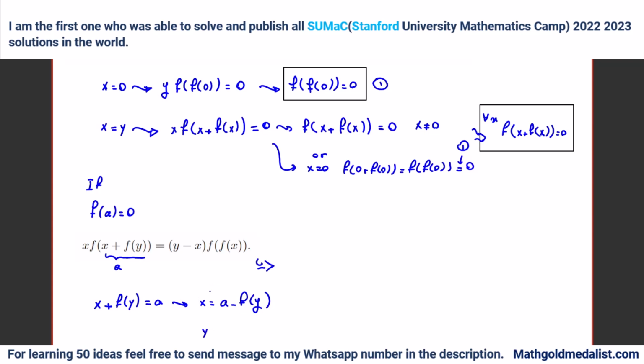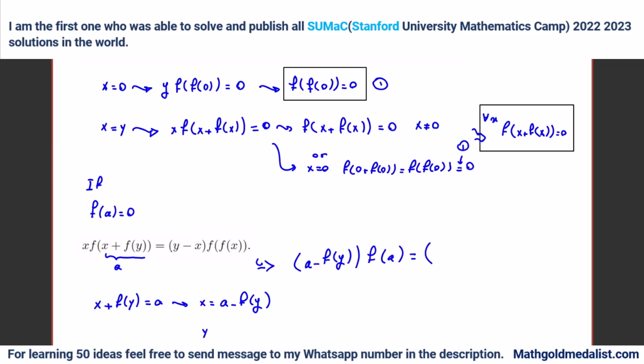So if you replace x with this one and y with this one, left hand side would be what? I want to write all things in terms of a and y. So because you can replace x with this, left hand side would be what? X times f of a. I said replace x with a minus f of y. Okay. A minus f of y times f of a, and f of a is equal to 0.